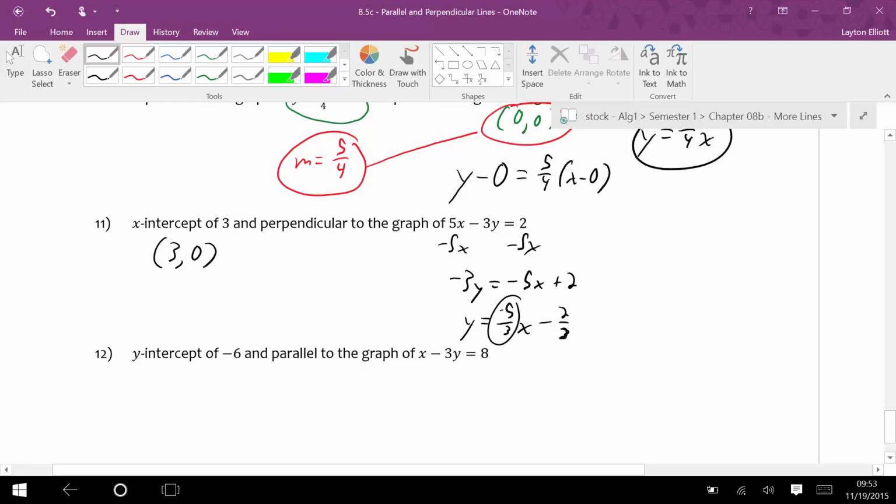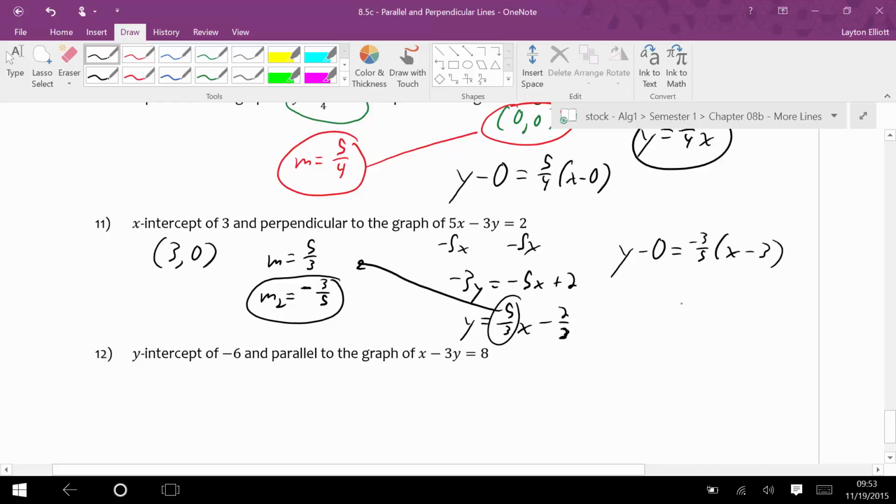Then I'm going to take this slope, steal it. M is equal to 5/3, but it says perpendicular, so I have to change it. The perpendicular slope is the opposite reciprocal. It's positive, so we make it negative. It's 5/3, so we make it 3/5. Finally, once I have a point and a slope, I'm going to use point-slope form. Y minus 0 is equal to negative 3/5 times the quantity x minus 3. Distribute the negative 3/5, and I get negative 3/5 x plus 9/5.